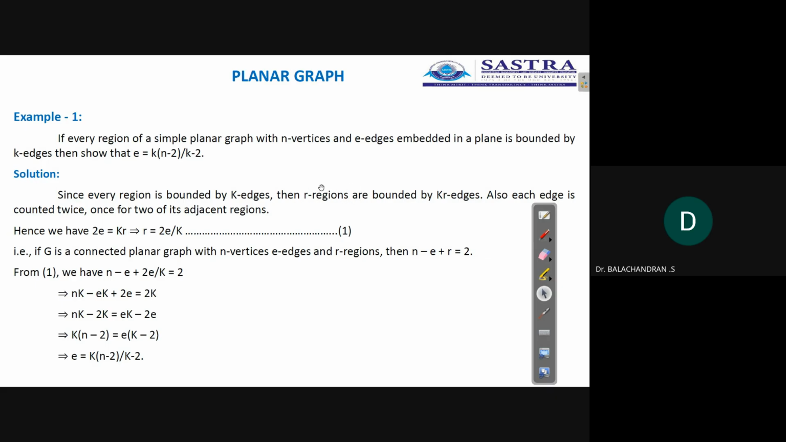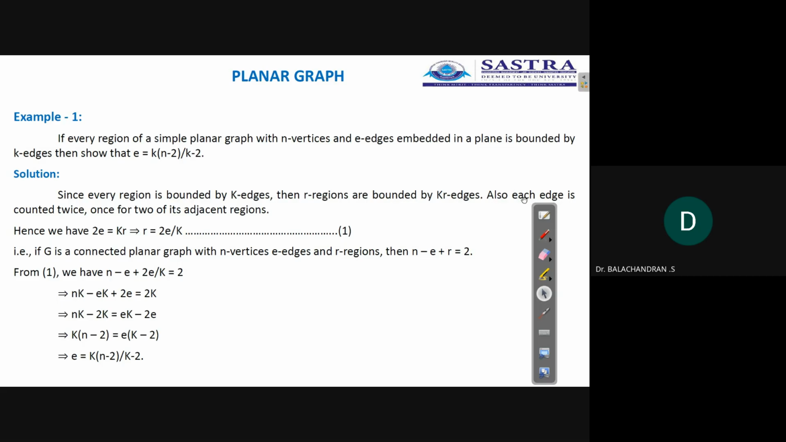We will take a planar graph with r regions. Each region is bounded by k edges, so the total number of edges is kr. Also, each edge is counted twice.